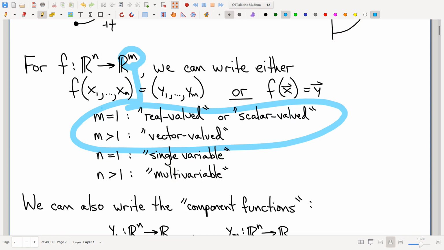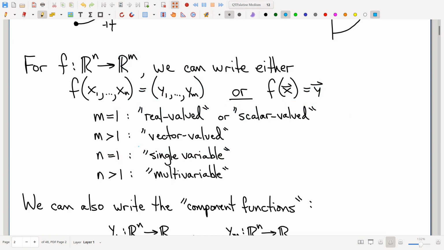If, however, m is greater than 1, if there are several output values, you might say the output is a vector. Then we call that a vector valued function. Okay, so just a little bit of terminology.